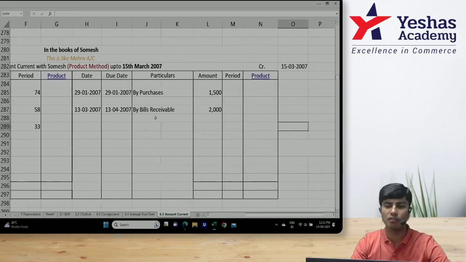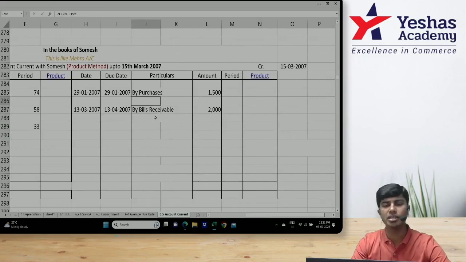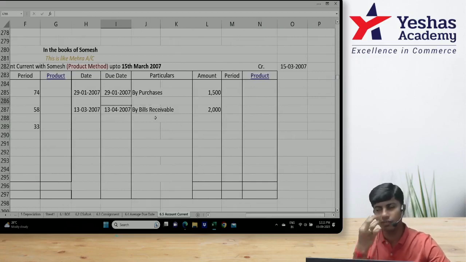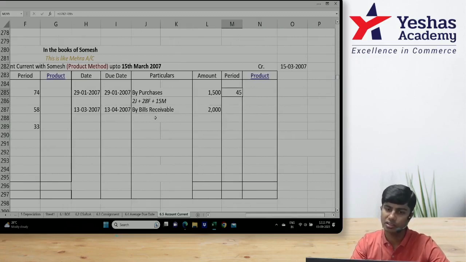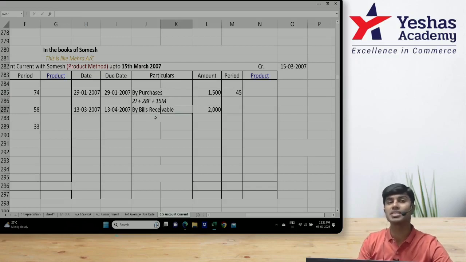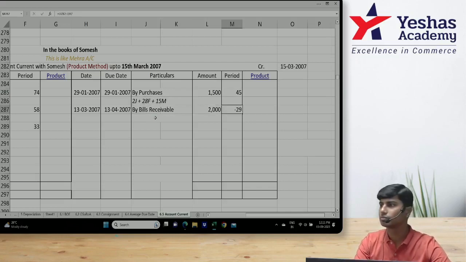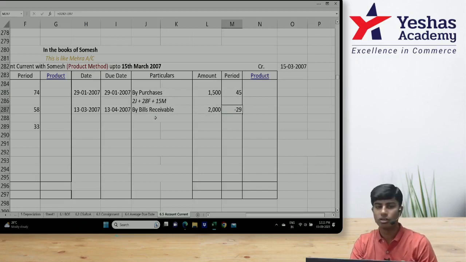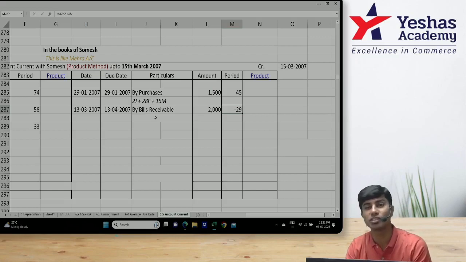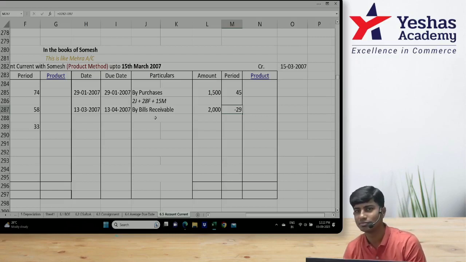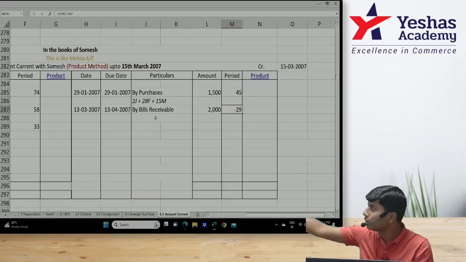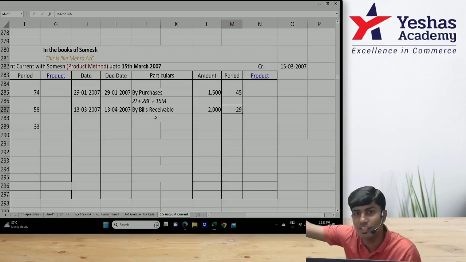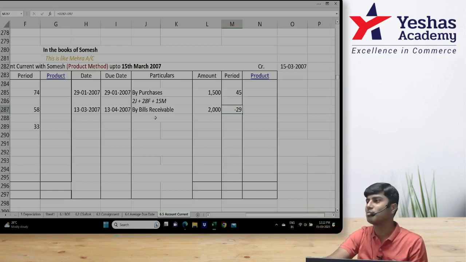Over here, 29th of January means 2 more days in January, 28 days in February and 15 days in March. 13th of April is 16 days in March plus 13 days, 29 days minus. No. How many of you think it's 13 days minus? Because it is 15th of March, not 31st of March. When are we preparing? 15th of March. Got it?